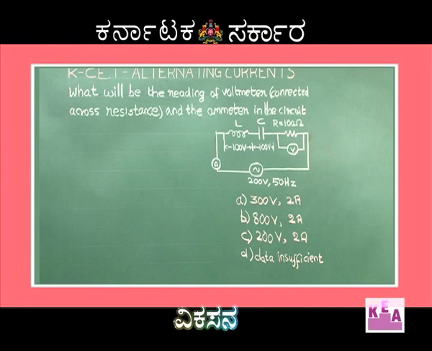What will be the reading of the voltmeter which is connected across the resistance and the ammeter which is connected in the circuit? The circuit is given and the options are 300 volt 2 ampere, 800 volt 2 ampere, 200 volt 2 ampere. Fourth option is data insufficient.